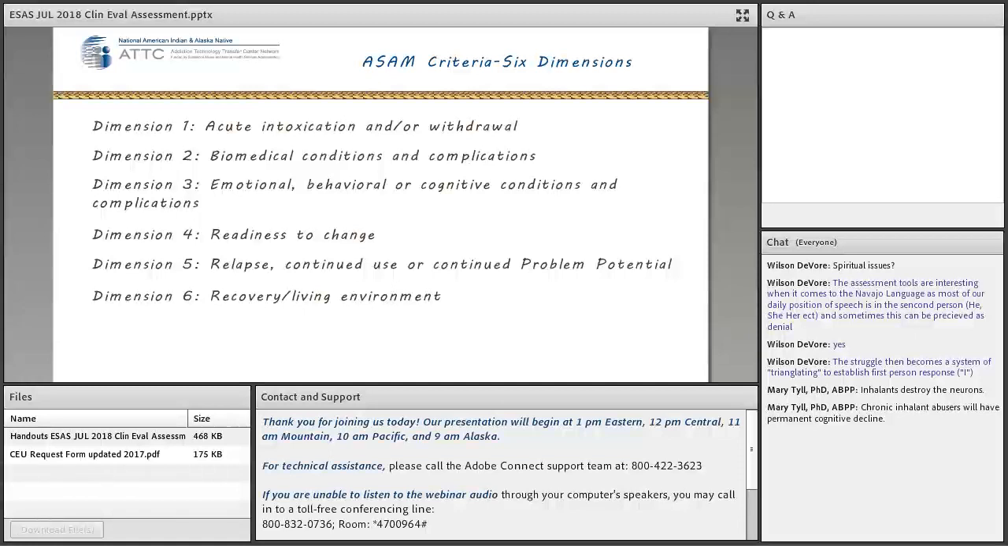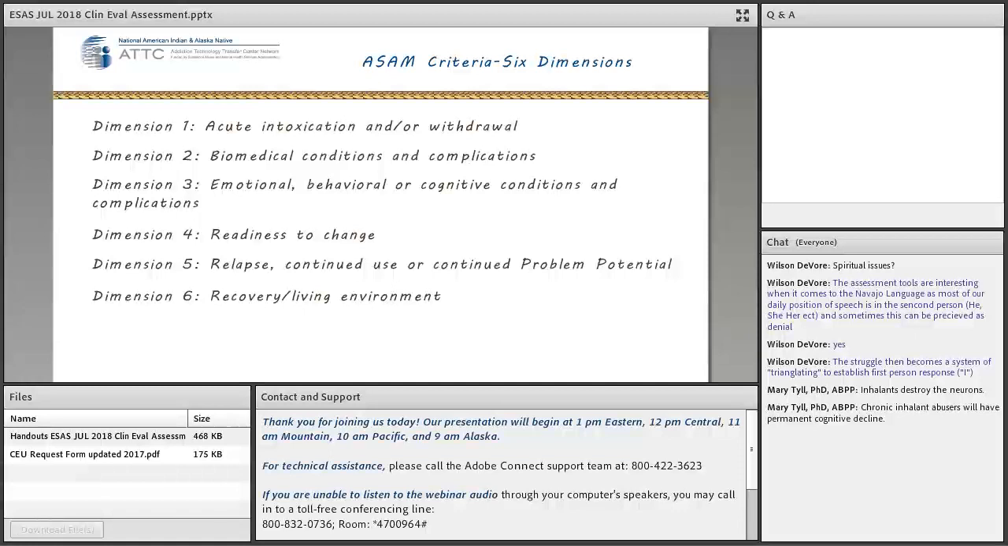Are they going to need some kind of medication to help them? Emotional, behavior, cognitive conditions. Are they going to need some mental health care within their treatment? The readiness to change. I think that a lot of times when the client is seeking that on their own, if they're not on probation or court ordered, they tend to be ready to change.